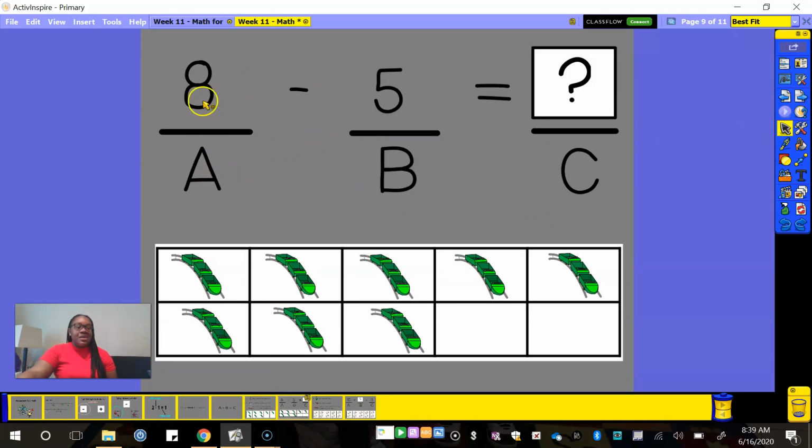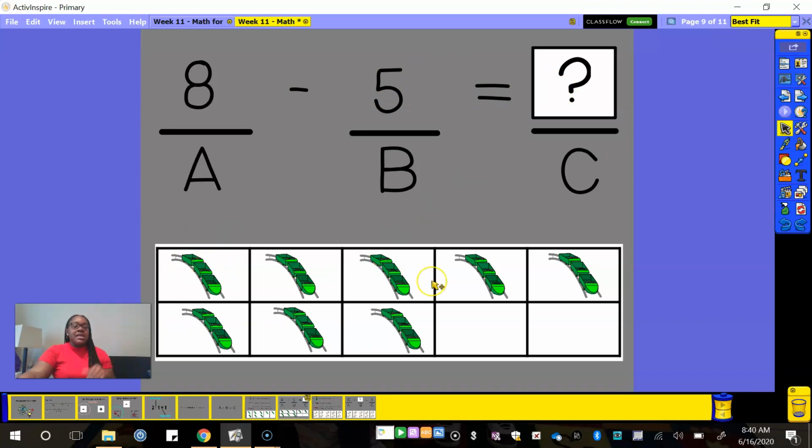So our A was 8, and that was the amount of roller coasters that Paige saw. Our B was how many she rode, which was what number? 5. Good job. And now that means we're solving for C because we don't know what that C number is. So if we look at our equation, we have 8 minus 5 equals, we don't know, okay?